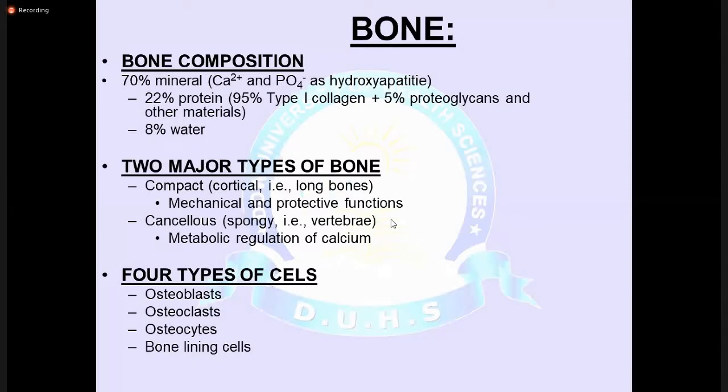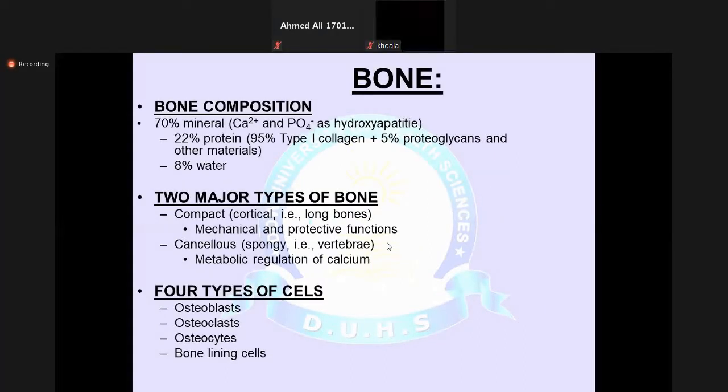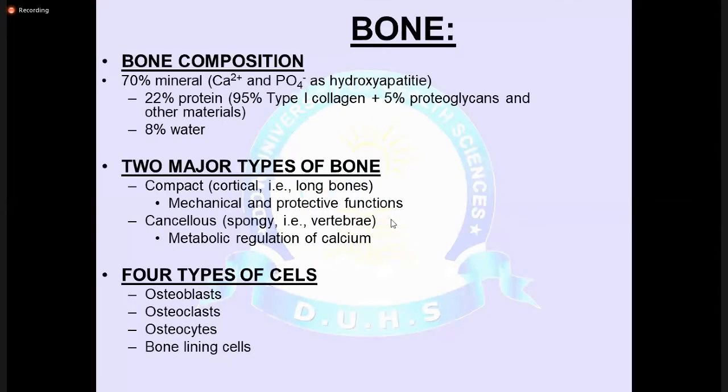Now, what are the bone salts? The crystalline salts which are present in the bone are called hydroxyapatite, which contains calcium and phosphate. So hydroxyapatite is basically the crystalline salt present in the bone. What is the function of this hydroxyapatite? These salts strengthen the bone matrix.